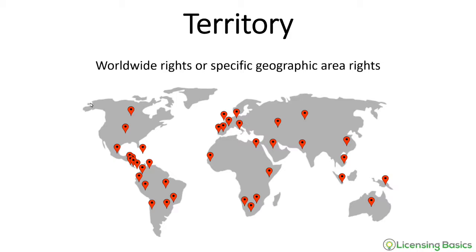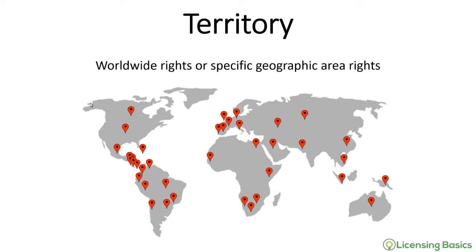Territory. Worldwide rights or specific geographic area rights. This is where it's important to know where your potential licensee is currently selling. If you license your product to a company that only sells in the United States, there's no reason to give them worldwide rights, because there are plenty of other countries out there that you could license your product idea for.